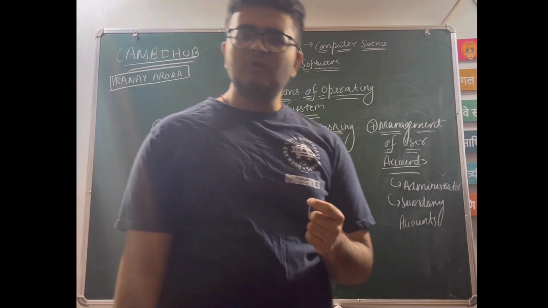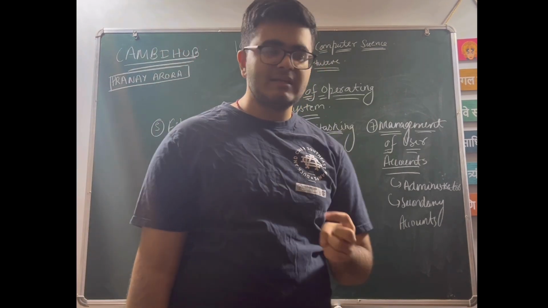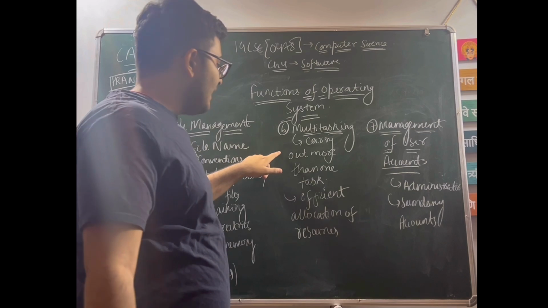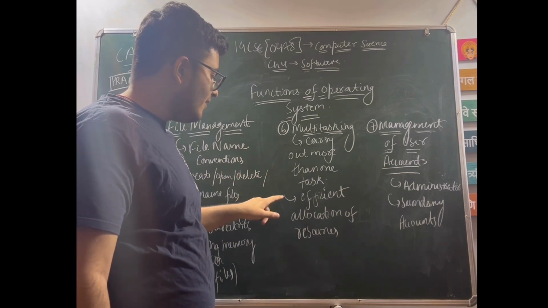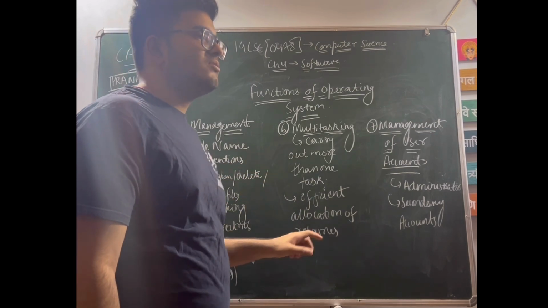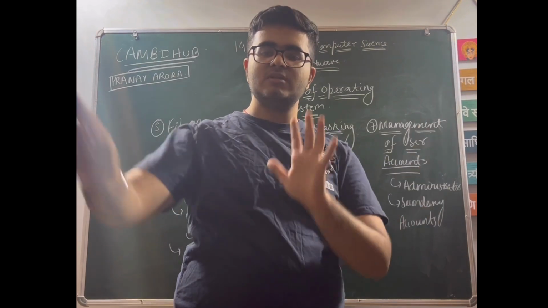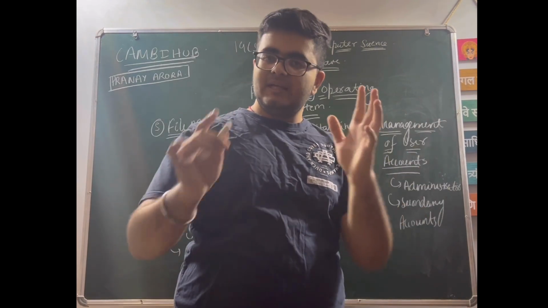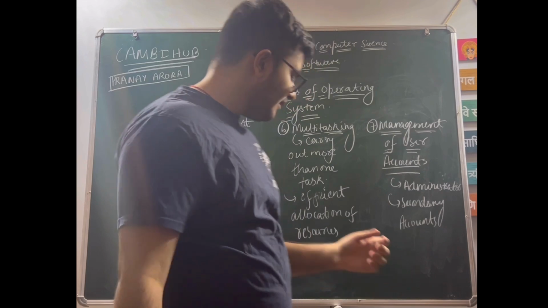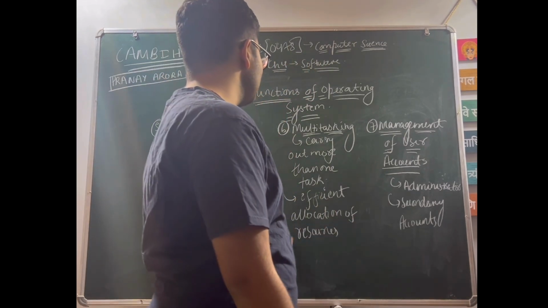Obviously your system does a lot of multitasking in the background, right? So it can carry out more than one task at a time, and efficient allocation of resources. So it is allocating an equal amount of resources to all the tasks in the background so that they can run efficiently, right? The system can do multitasking.